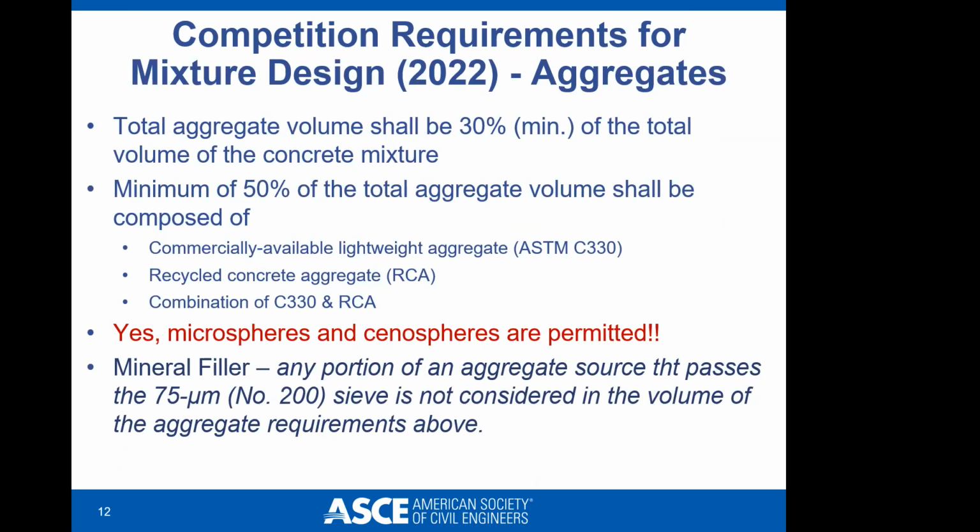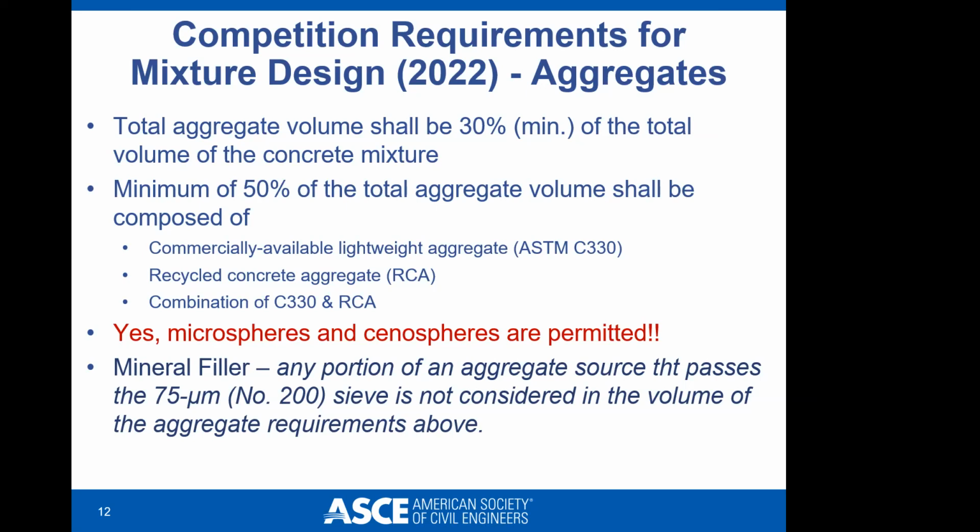So these rules are similar to last year. The total aggregate volume has to be at least a minimum of 30% of the total volume of your concrete mixture. 50% of that must be a lightweight aggregate that meets C330, which means it's certified to meet C330. Those are typically your expanded slate, shales, and clays. There could be a couple others, so your Stalite, your Utelite, your Norlite, your Solite. Most of those all fall under it, and you can easily get the documentation that says it's C330 compliant.